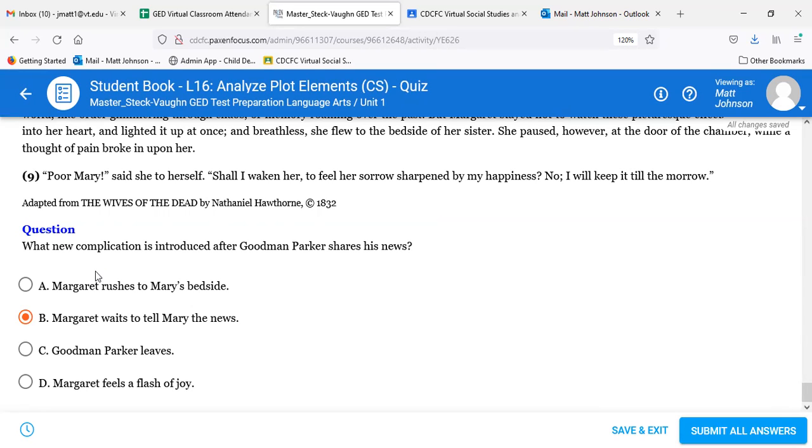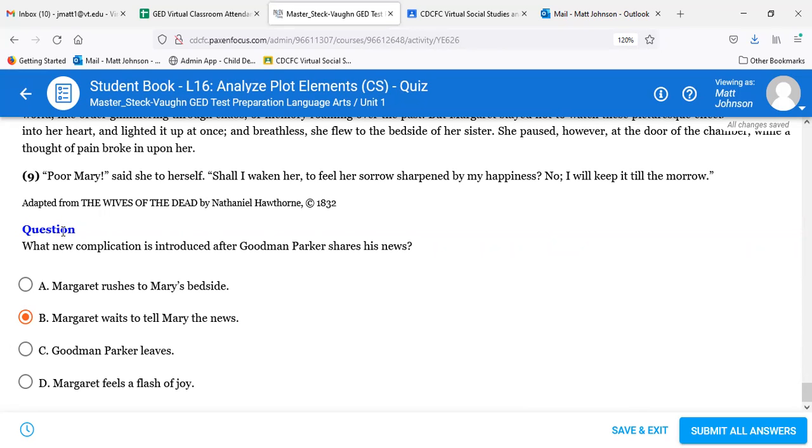Complications build on one another. So the first complication is the fact that Margaret's husband is alive. That's a new wrinkle. And now adding to that is the fact that she's going to have to explain that to Mary. She's having a little turmoil there because she's happy for herself, but she's still upset for her friend. So another level of that complication there. So that's all for the quiz. Make sure everybody has the answers there.